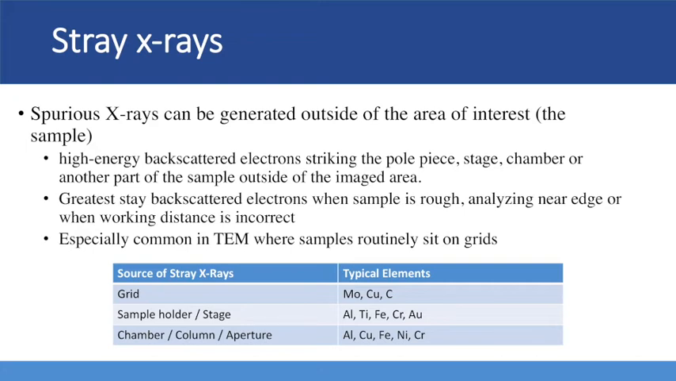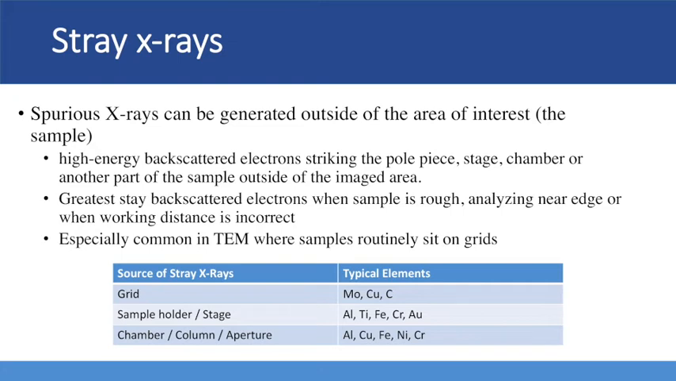Especially when running EDS with a TEM or STEM, it is important to understand where these stray electrons are coming from. I say it's particularly important for TEM because the TEM routinely sits on grids that have high energy electrons that go through the specimen and could hit part of the column or the chamber, which results in these stray X-rays finding their way back to the detector.